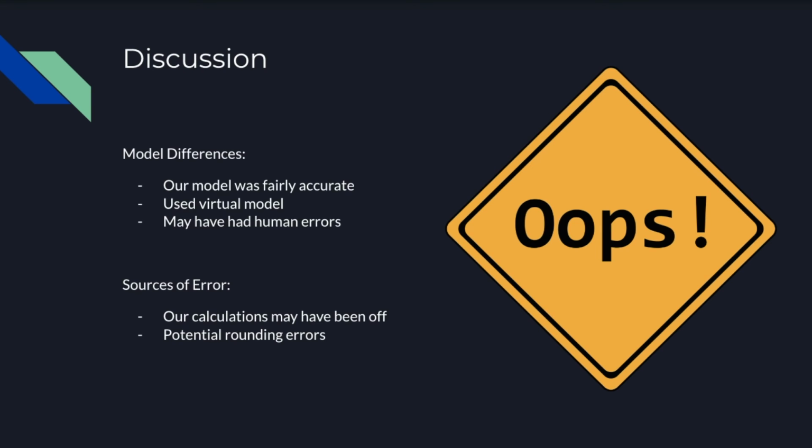In our discussion, our model differences: our model was fairly accurate, and we used a virtual model, but we may have had some human errors while doing it. Our source of error is that our calculations may have been off, and we may have had some potential rounding errors.